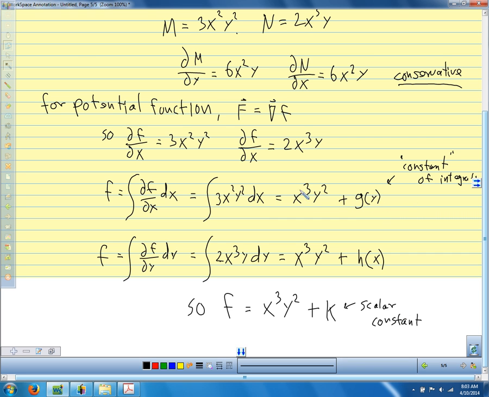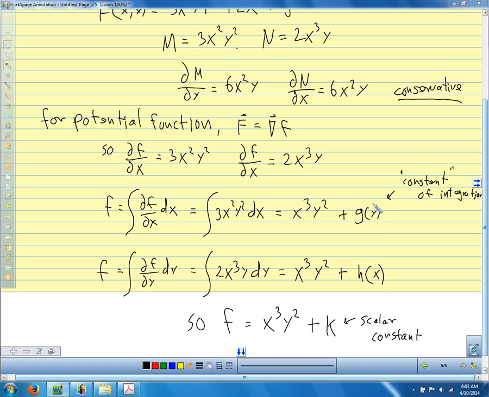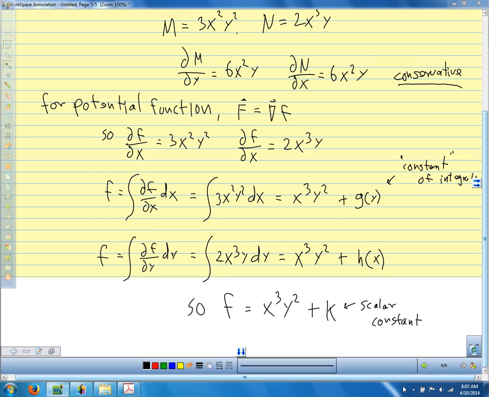So we don't have the way, and the way I figured out that this was just a scalar constant is because we don't have any extra y terms or any extra terms here that we have to take into account with my scalar function. All right, so there's our potential function. Questions on how we came up with our potential function?